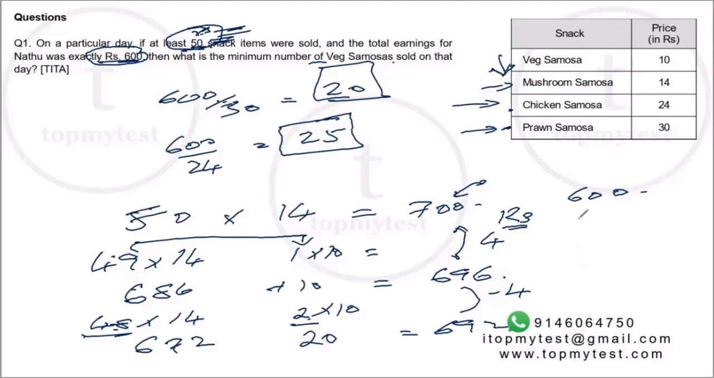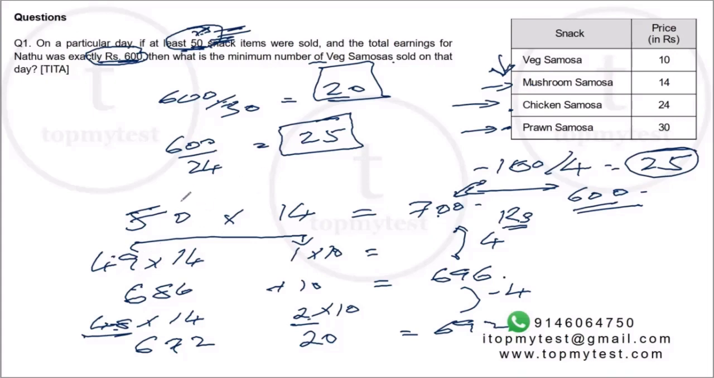So every time I replace a mushroom samosa with a veg samosa, I reduce the earnings by 4 rupees. I have to reach 600. So from 700 to 600, I have to lose 100 rupees. Replacement rate is 4 rupees for each replacement. So I have to do the replacements 25 times. So after 25 replacements, I'll replace 25 mushroom samosas with veg samosas.